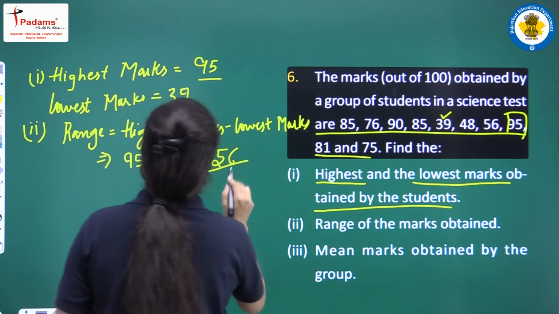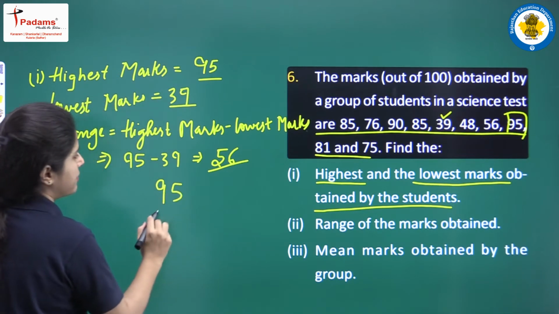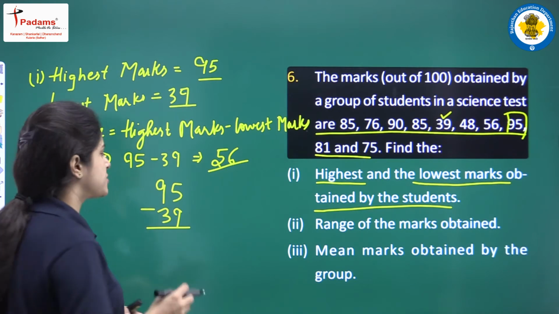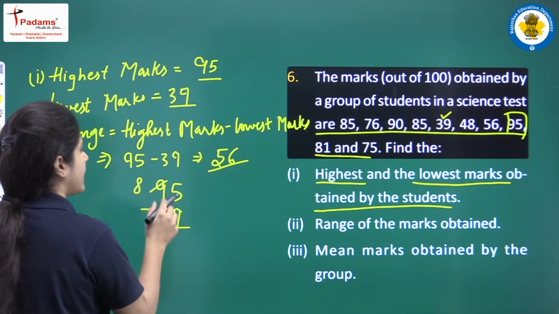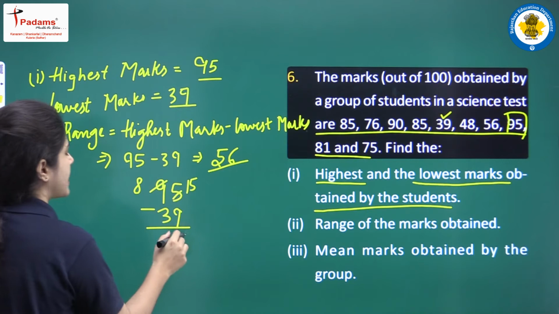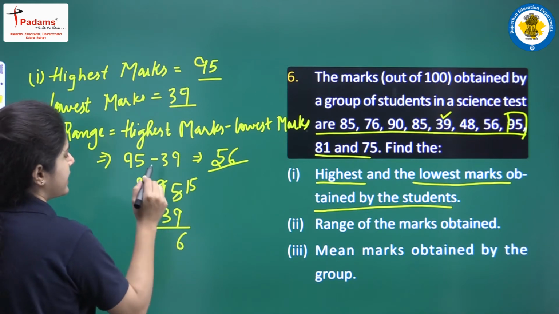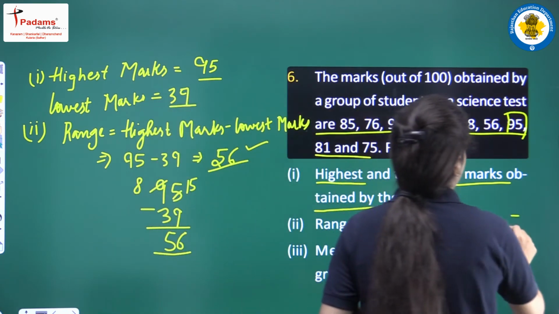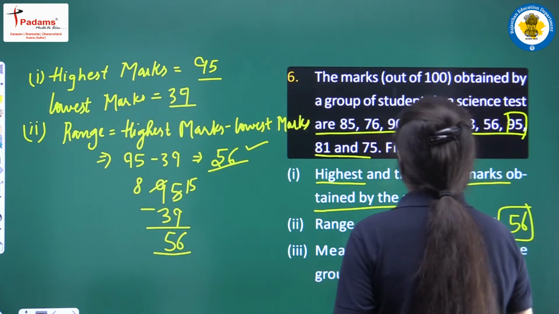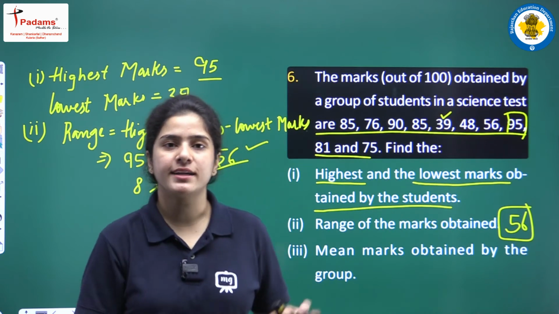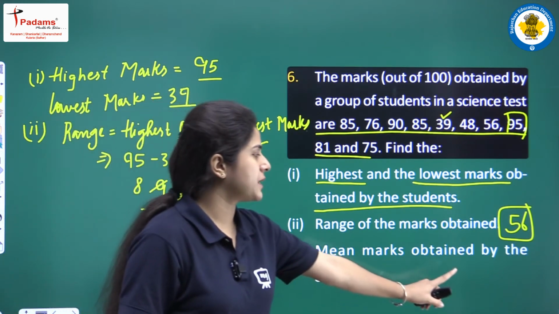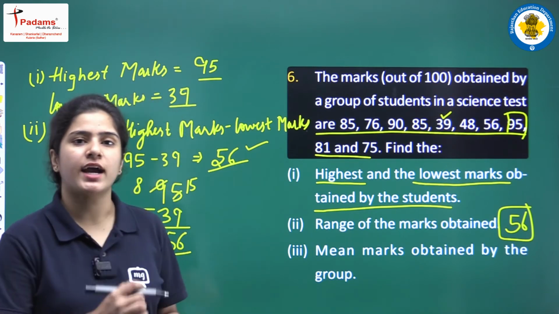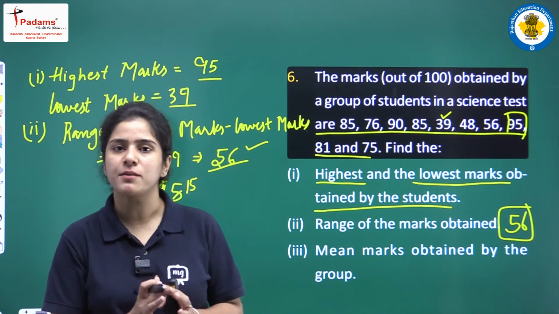Because 95 minus 39: 5 can't be subtracted from 9, right, students? So we'll take a carry from 9, it will turn to 15. 15 minus 9 is equal to 6 and 8 minus 3 is equal to 5. So 56 is the range of the marks obtained. Now the third part, that is the mean marks obtained by the group. What is the mean marks obtained by the group, students? We need to find the sum of observations upon the number of observations, right?